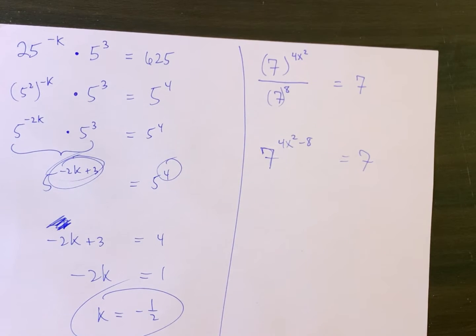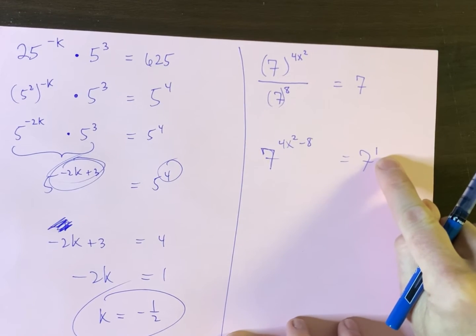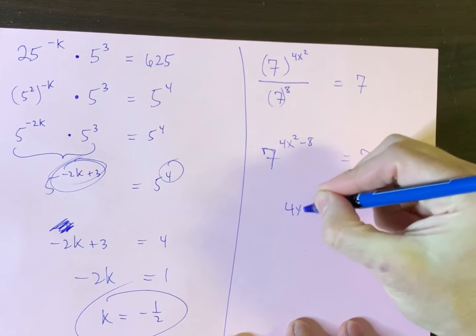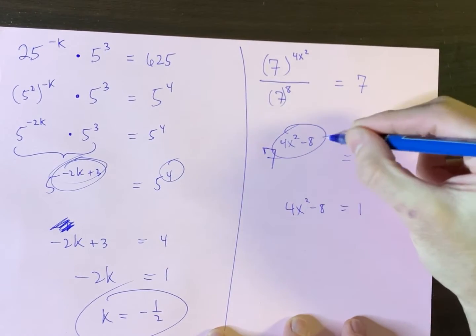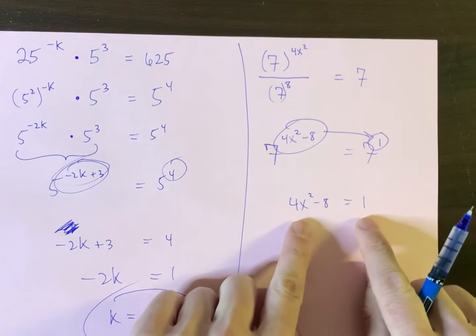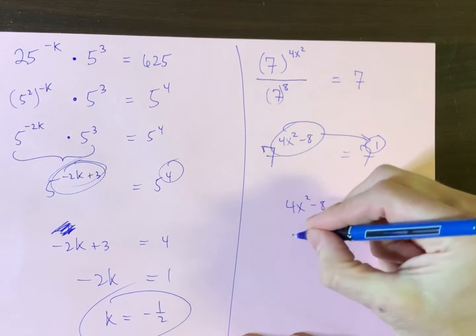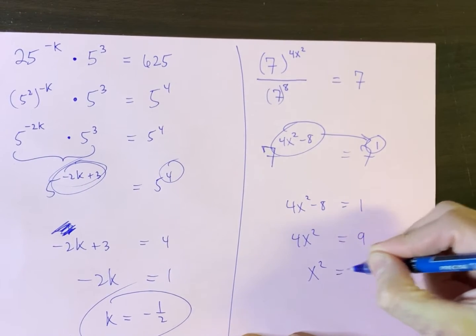And then the other side can pretty much stay the same, it's just 7, but I'm going to put an invisible power of 1. And then because it's just 7 and 7, the 7s can really just knock out. So I can say this exponent equals this exponent, which is what this equation says. Now let's solve this equation. Add the 8, and now divide by 4.